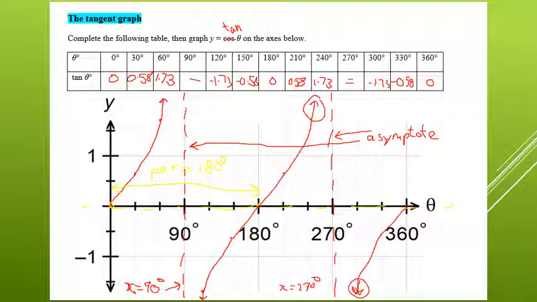So up here we said 90 degrees and 270 doesn't have an answer. It's just undefined. That's what we need to be writing in there. It's undefined.